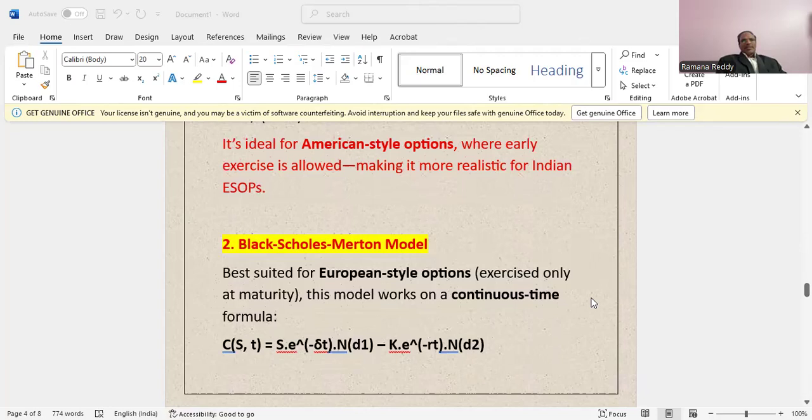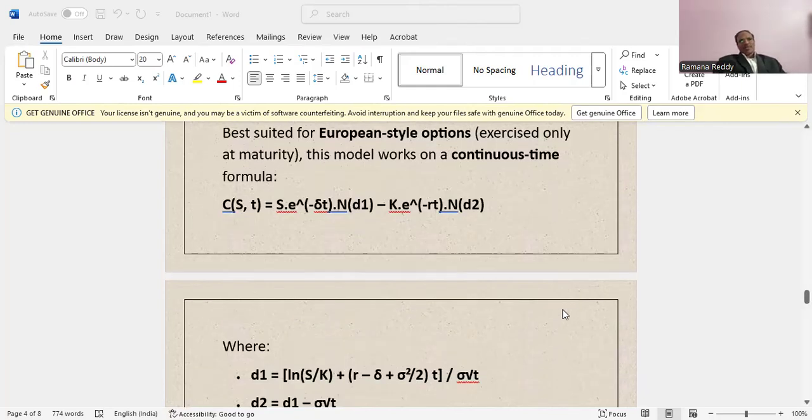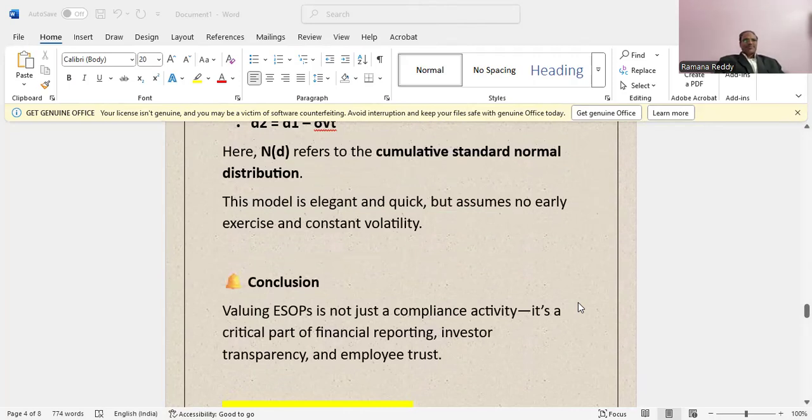And the Black-Scholes-Merton model, best suited for European-style options, exercised only at maturity. This model works on continuous time modelling. This model is elegant and quick, but assumes no early exercise and constant volatility.